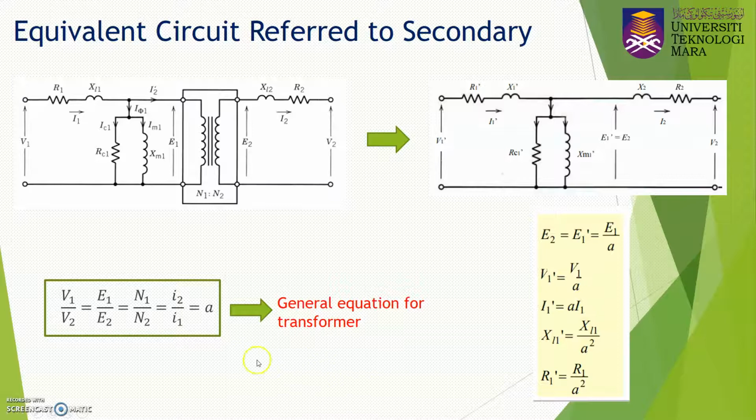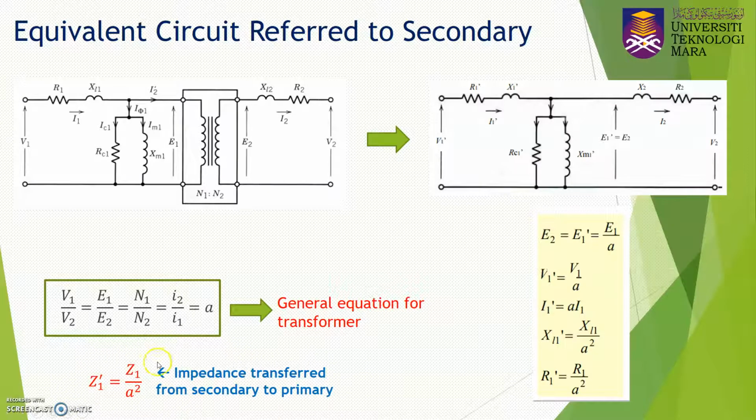And then based on the equation of the impedance that you transfer from the secondary to the primary, you know that Z1 prime is equal to Z1 divided by A squared. So in this case, R1 prime will be equal to R1 divided by A squared. And then for X1 prime, or you can also call it XL1 prime, it is equal to XL1 divided by A squared. Alright? So this is how you get the values of the equivalent circuit that is transferred from the primary to the secondary.